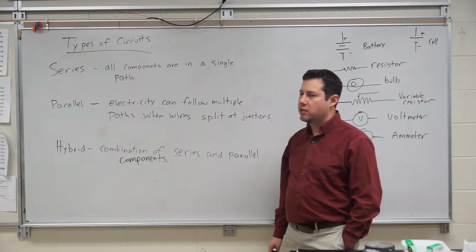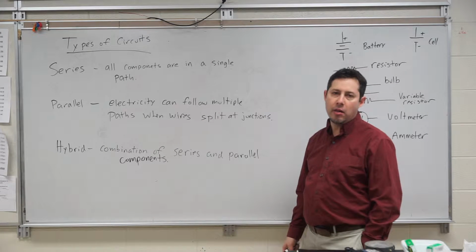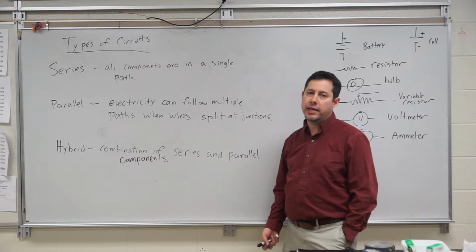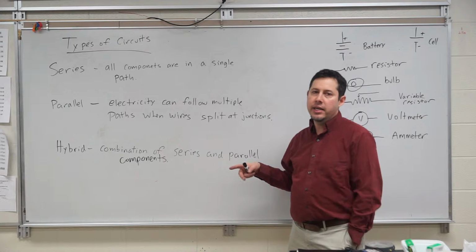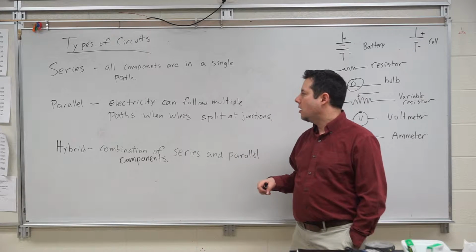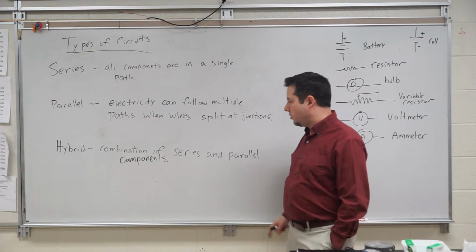Parallel circuits have multiple paths, where electricity has the option to follow different paths and will split. Some of it will go down one path, some will go down another. They don't always split evenly. It really depends on the components of the circuit that you have in there. But the electricity will split paths.